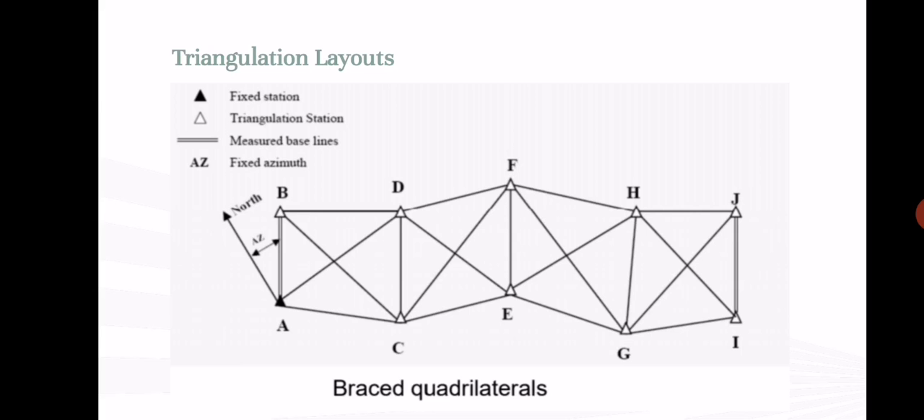Next layout is braced quadrilateral. It is a chain of quadrilaterals which is braced, which is supported by these diagonal lines. In the first quadrilateral ABCD, the diagonal bracing AD and BC. Similarly, in every quadrilateral there are diagonal bracings, which are useful for checking the distances and angles.